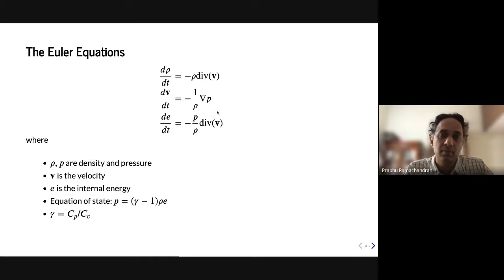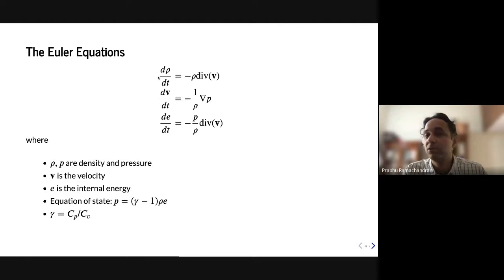Okay, and then we have the internal energy, little e. So dE by dt is minus p by rho div v. Okay, so all of these are standard equations, and so again, rho and p are density and pressure. v is the velocity. e is the internal energy, and in addition to this, we need an equation of state, which is p equals gamma minus 1 times rho e, and gamma is our typical polytropic gas constant, Cp by Cv in this case. All right. So these are the governing differential equations.